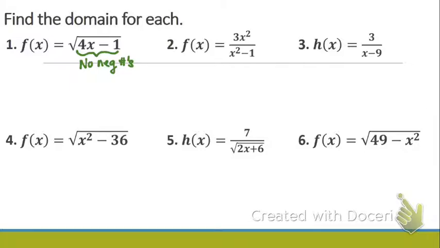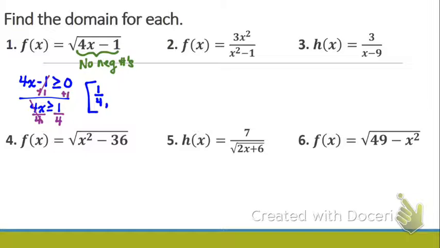Yes. So as long as 4x minus 1 is some number greater than or equal to 0, I'm okay, right? So what do I do now to isolate x? Add 1. And then what? Divide by 4. So all of my x's have to be bigger than what? 1/4. Bracket or parenthesis? Why? Or equal to.